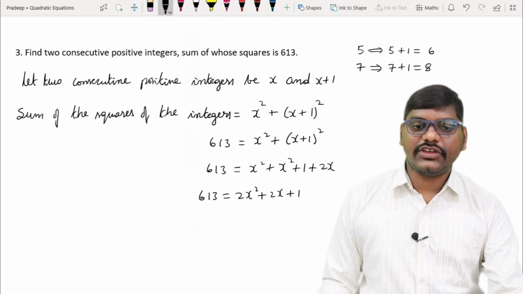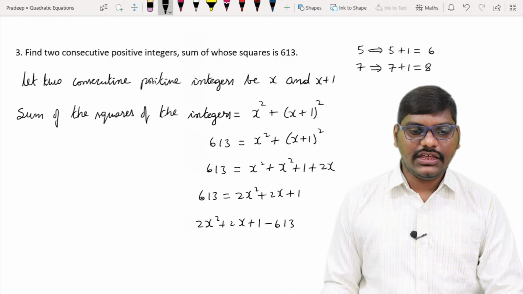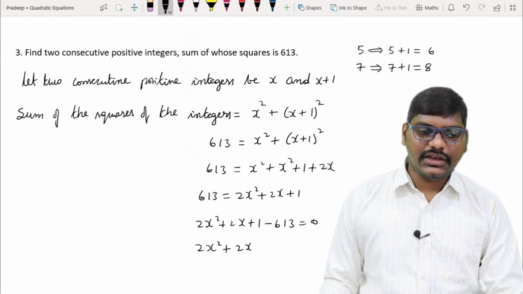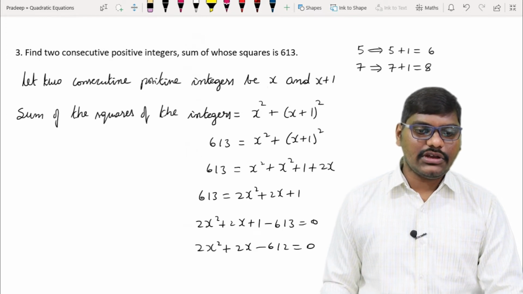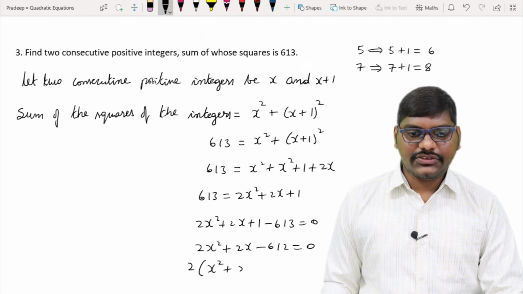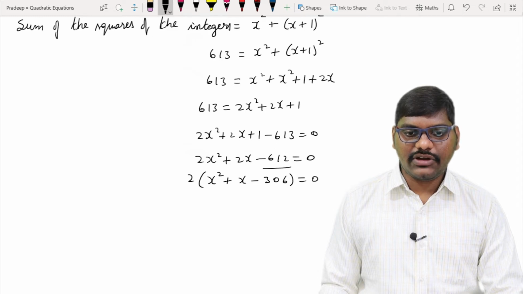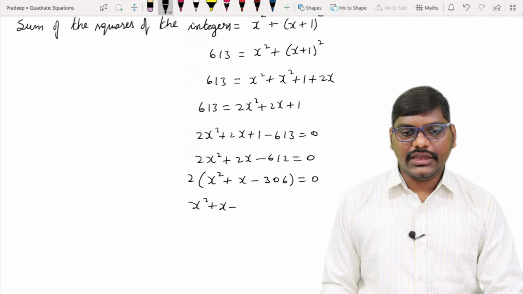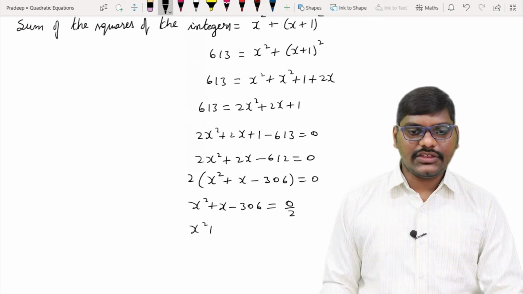If I send the 613 to the other side, I'll get 2x square plus 2x plus 1 minus 613 equal to 0. So I'll get 2x square plus 2x, and 1 minus 613 gives minus 612 equal to 0. Here 2, here also 2, and this number is a multiple of 2, so I'm taking 2 common. We remain with x square plus x minus 306. If I send this 2 to the other side, I remain with x square plus x minus 306 equal to 0 by 2.